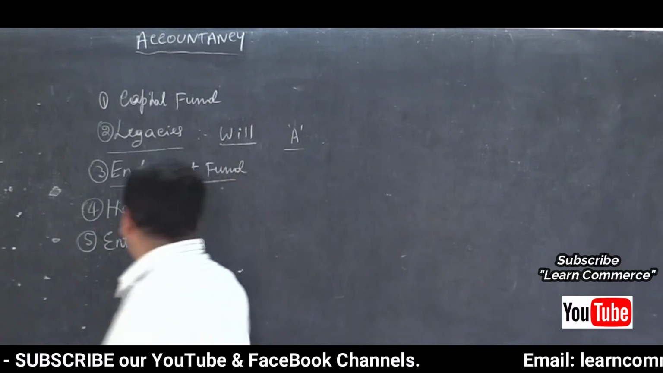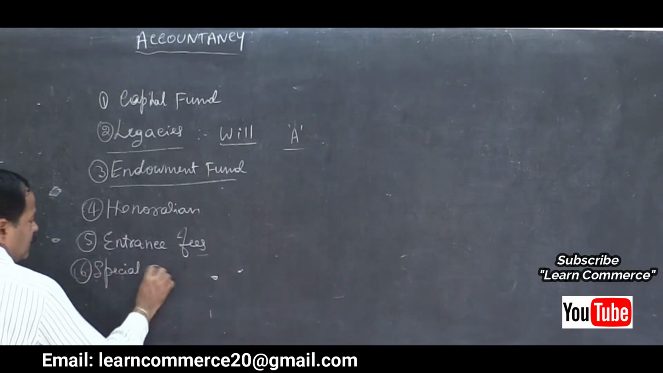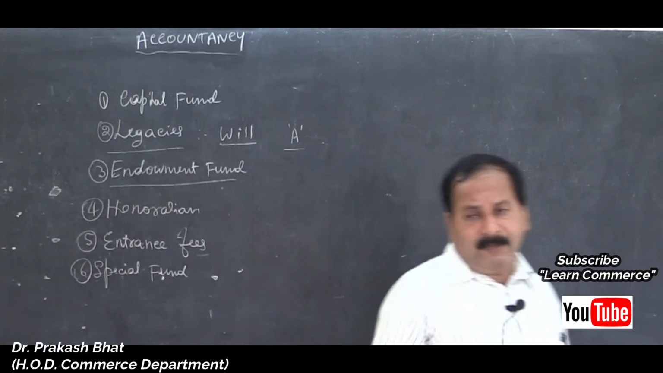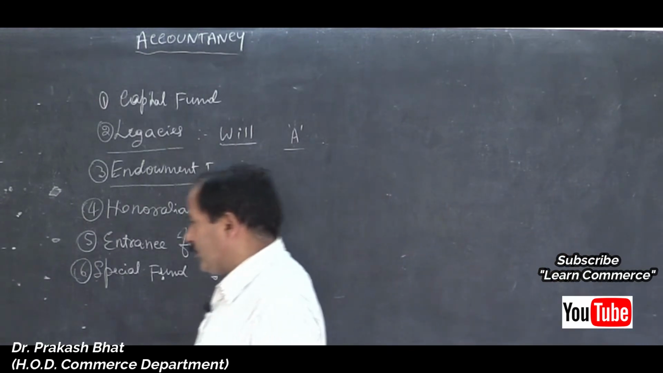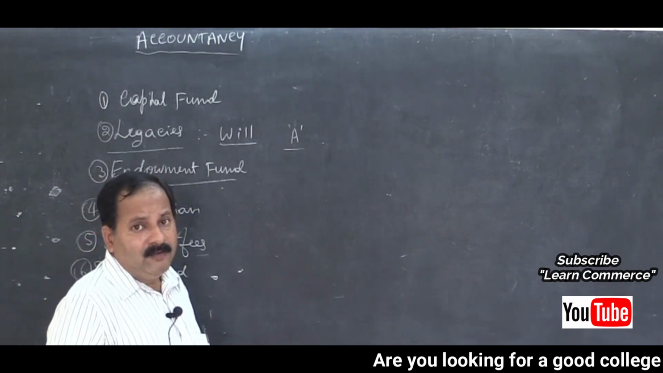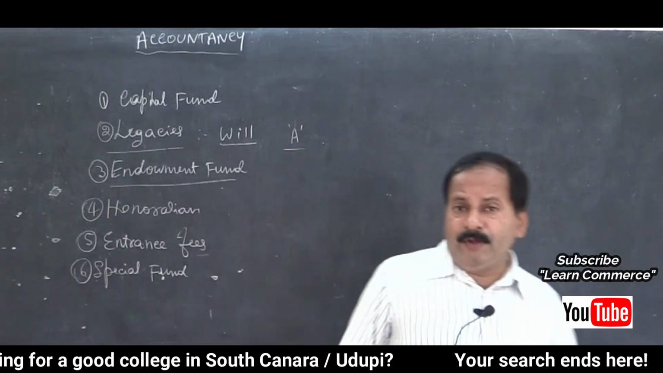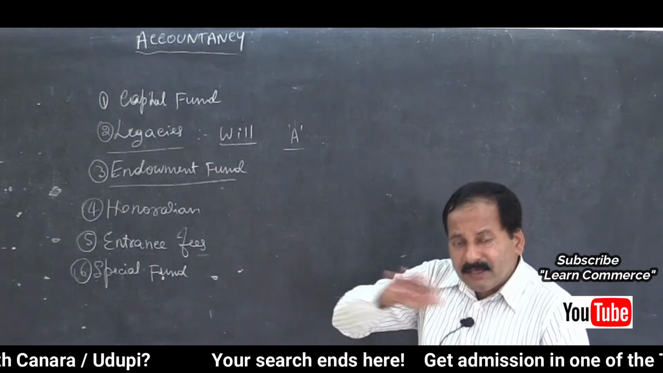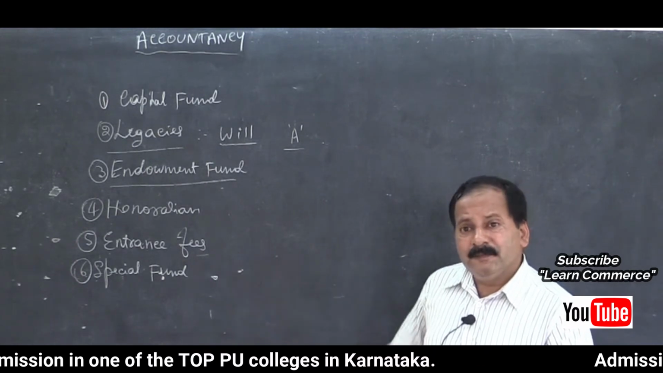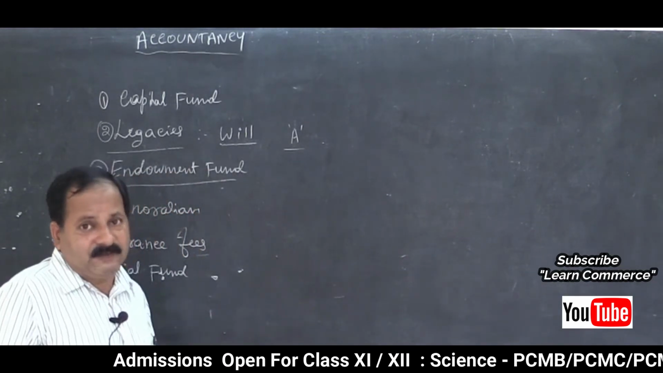Special fund. The sixth one is special fund. To which do you call special fund? Any fund which is created for a specific purpose. Donation for construction of a swimming pool. Donation for construction of a pavilion to a temple. Or donation for construction of a library. Or donation for construction of a playground. So all these are heavy expenses, but the amount is donated by the donor for a specific purpose.